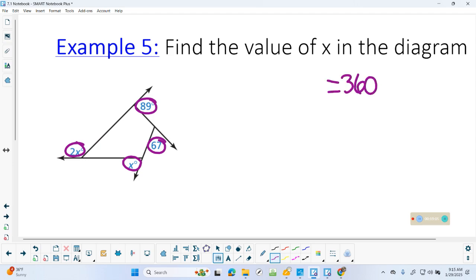So I'm going to do the same thing as before. We're going to add all of these up, the 2x, the 89, the 67, and the x. In any order, of course. And we're going to solve that equation and solve it for x. Of course, we're going to combine our like terms. You guys can take it from here. Let me give you a minute to solve and let's see what we got.